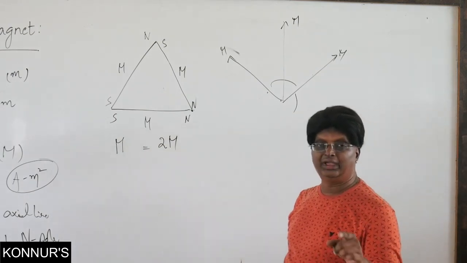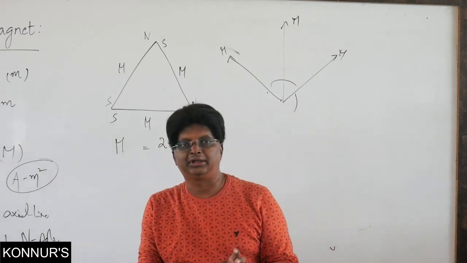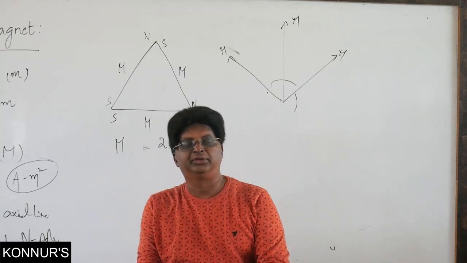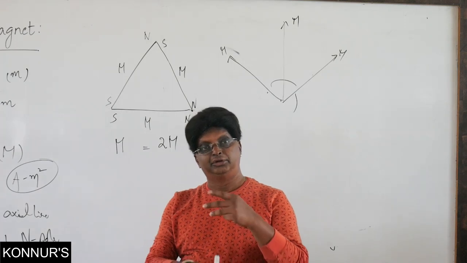Now, we have the first case where three identical magnets form an equilateral triangle, unlike poles at each of the corners, and the net magnetic moment is 0. One of the magnets reversed, the answer is 2M.